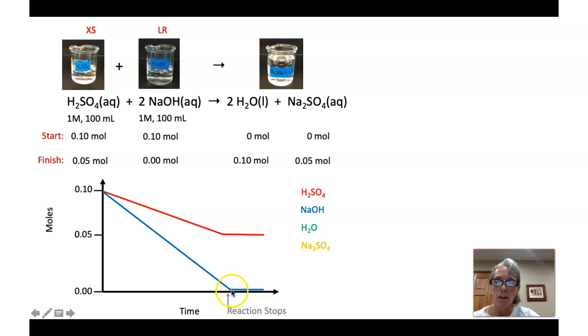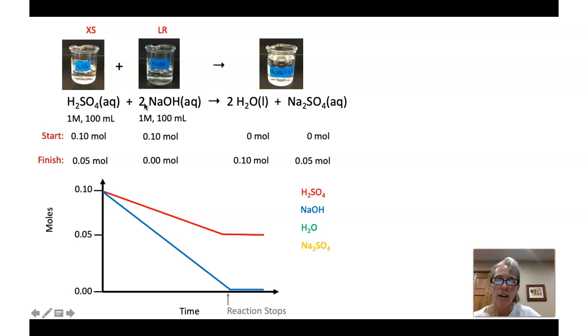Notice that they both plateau at the same point where the reaction stops. And another thing to note here that's different than what we saw in the previous videos: the slopes of the acid and the base lines are different. The slope of the base line is twice that of the red acid line. That's because of the 1:2 reaction ratio.